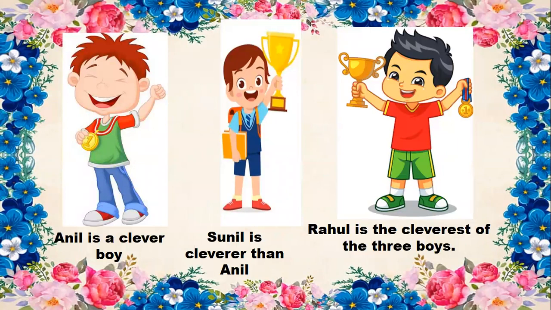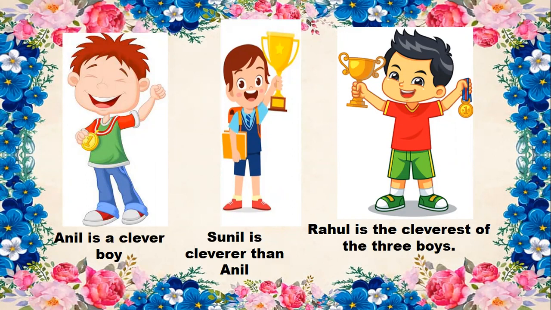Now let us see the example, children. This boy, his name is Anil. Anil is a clever boy. See, he has got a medal, so he is a clever boy. The next boy is Sunil. Sunil is cleverer than Anil. See, he has got a nice trophy. So, Sunil is cleverer than Anil.